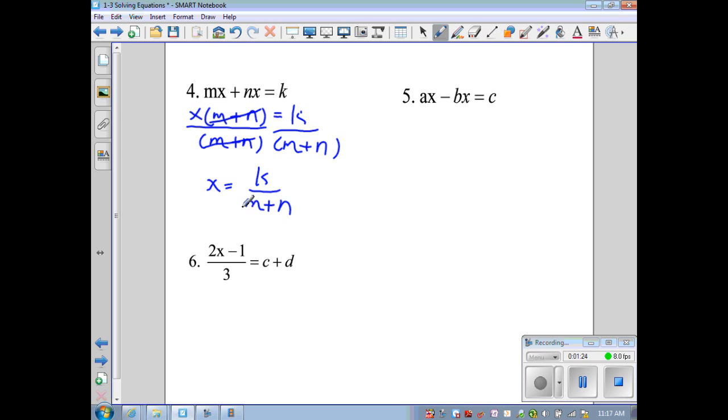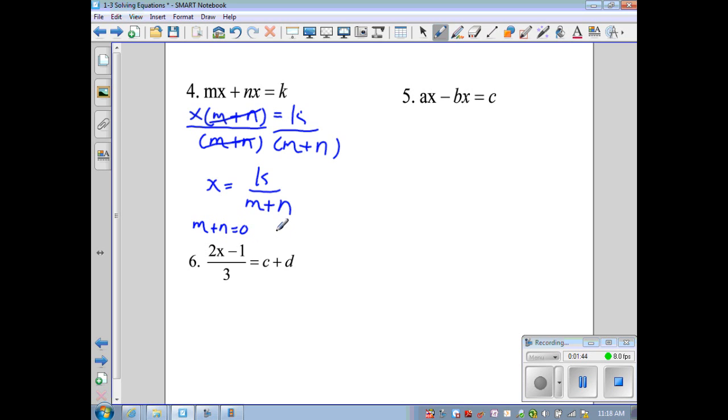But on the bottom, I do have restrictions. If I let m equal 0, n can still be any number and the problem is solved. If n equals 0, m can be any other number and the problem is solved. But recall, I need to make sure that the denominator is not 0 itself. So what makes m plus n equal to 0?